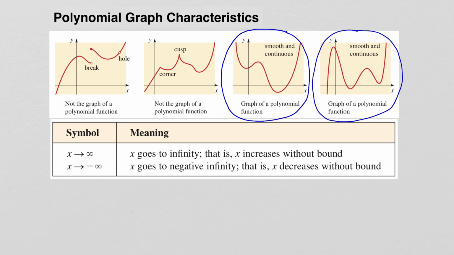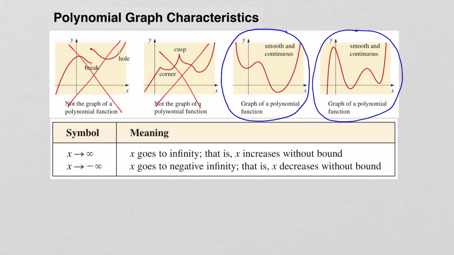So graphs that have breaks or holes or corners or sharp points on them cannot be the graphs of polynomial functions. The thing that we like about polynomial functions is that they are nice and smooth and continuous. Now, once we get past that, we need to figure out some other things about polynomial functions. For example, we know they're smooth and continuous, but how do we know about the shape of the graph? What makes it have these peaks and valleys like you see here?